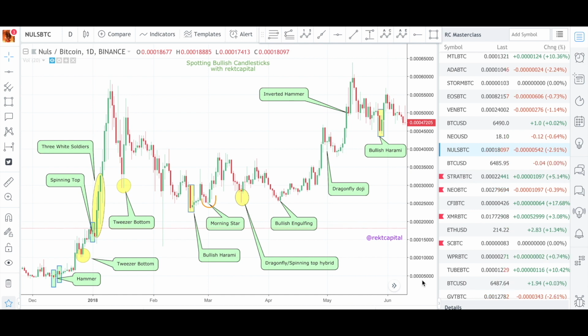So 400 years of trial and error, 400 years worth of knowledge have given us around 60 candlestick formations. But in this tutorial, I'll be talking about the major ones. There's about a dozen major reversal candlesticks, and we'll be talking about these later on.